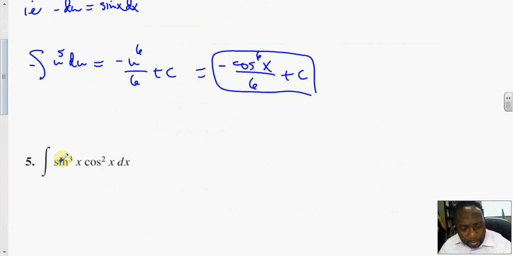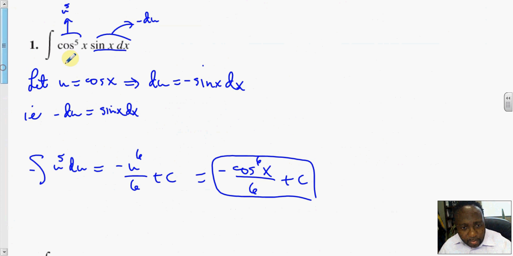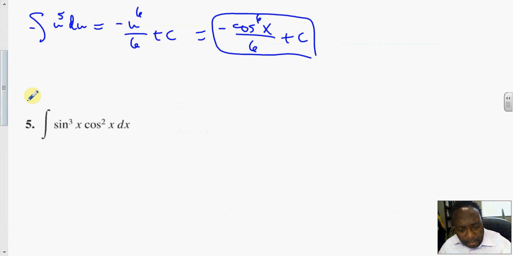Now look at the difference between number 5 and number 1, where this is cosine to the 5th times sine x. The difference is that one of these terms is even, and it doesn't matter about the nature of this one, but it is odd. Now if both powers were even, then you're going to use that half angle formula. If only one of them is even, and there's no other trig function associated, you still use the half angle formula. I'll show you one of those in just a moment.